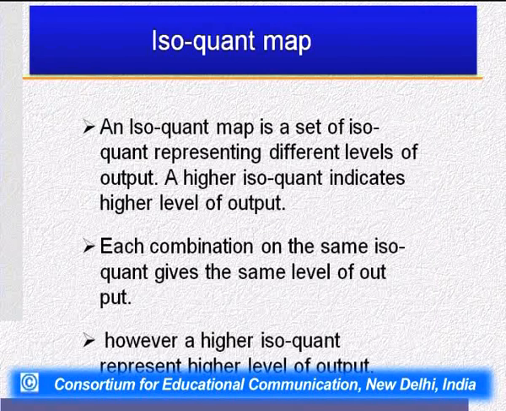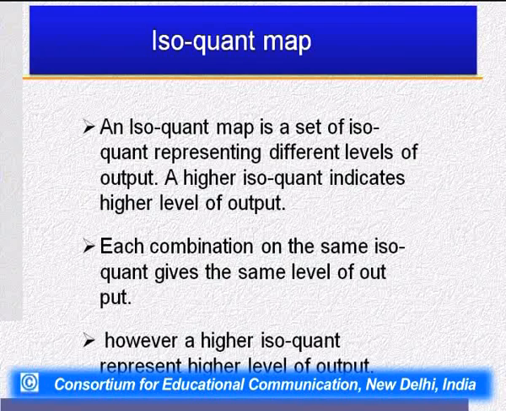An isoquant map, as I said, is a set of isoquants representing different levels of output. A higher isoquant indicates a higher level of output. The figure of the isoquant map and the topic of isoquant is also very important for competitive exams. Two or three questions may be asked in economics-related exams. So the isoquant map is a very important feature of microeconomics.